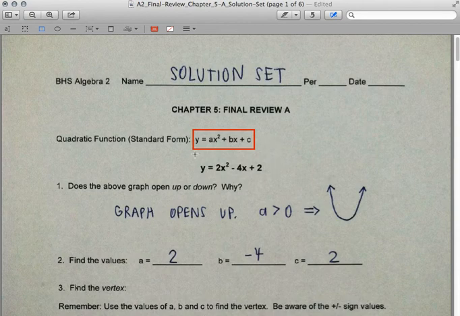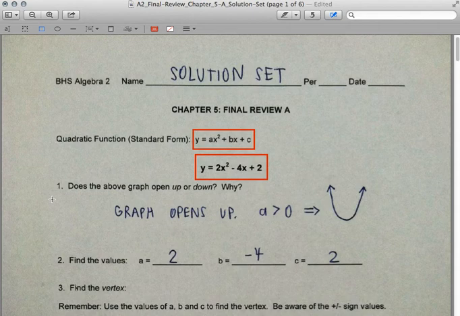We've got y equals, or f of x equals, it can be written as well, y equals 2x squared minus 4x plus 2. And the first question that's asked here is, does the above graph open up or down? Meaning, does the parabola open up or does that parabola open down?